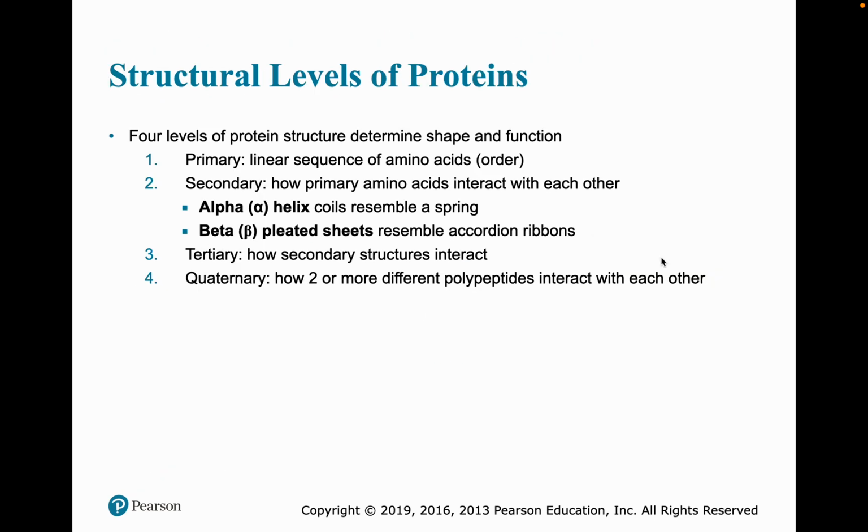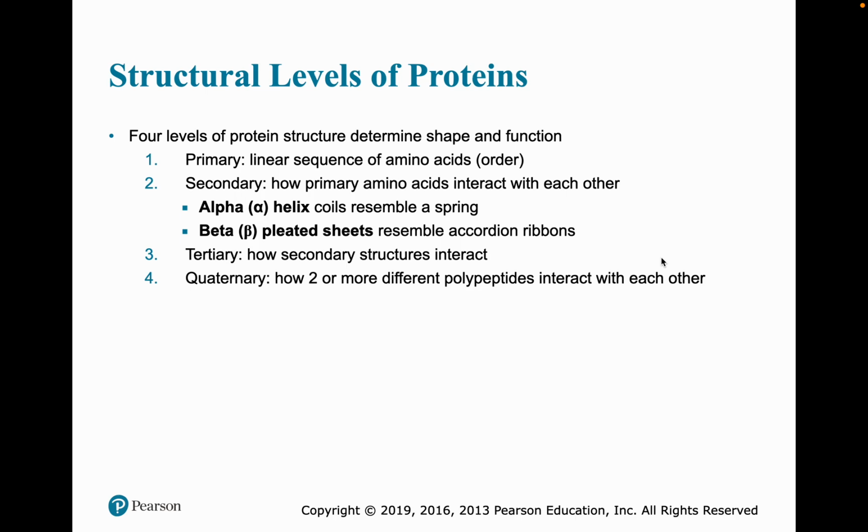The structural levels are primary, secondary, tertiary, and quaternary. Primary structure is the linear sequence of amino acids, the order of amino acids in the chain. There are some small areas of that chain that will spontaneously interact with each other to form secondary structures, such as alpha helixes, which look like a spring kind of, beta pleated sheets, which look like an accordion ribbon.